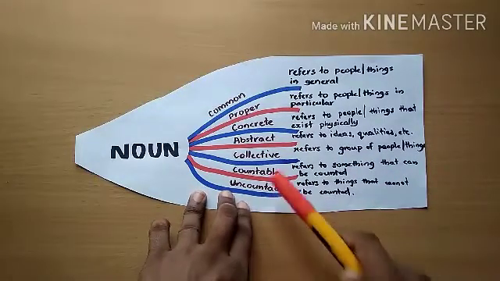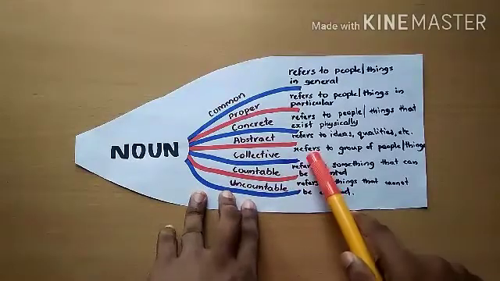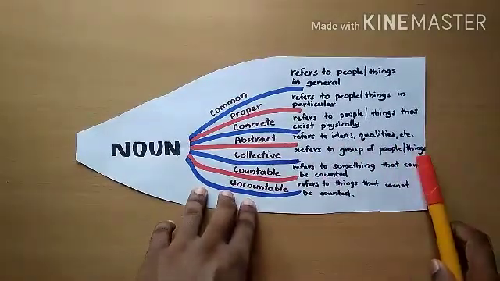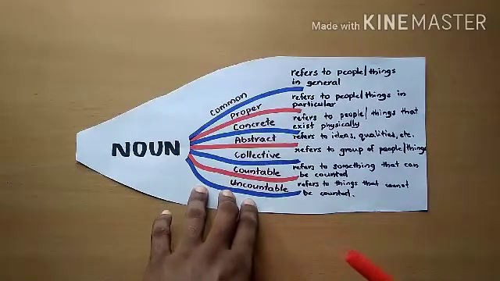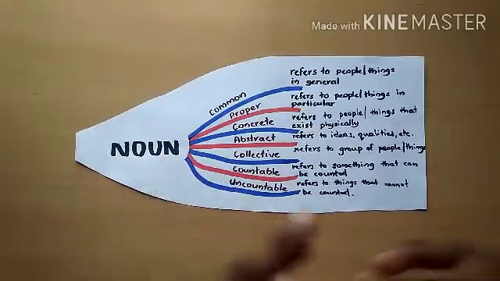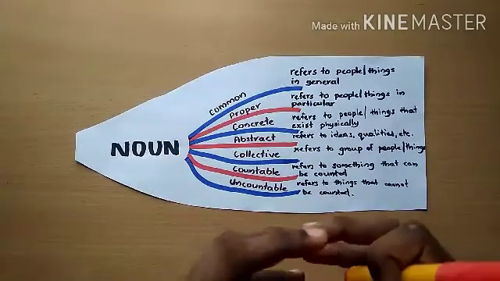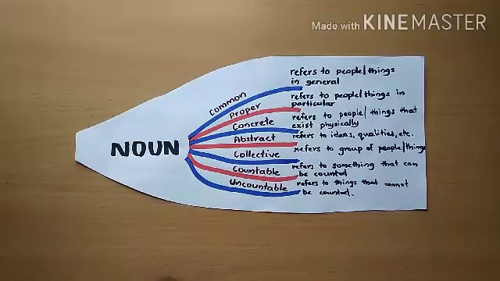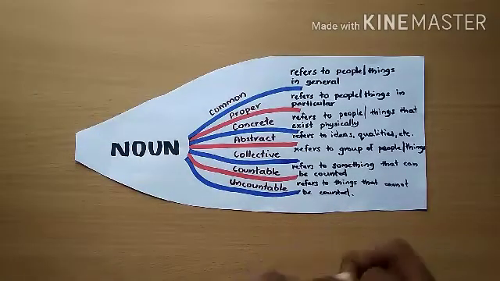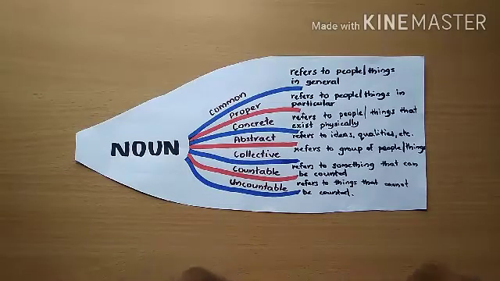Then we have something called collective noun. Collective noun refers to a group of people or things. Just like we say a cluster of stars, a crowd of people that stay together. When we say people that stay together, we call them a group of people, a crowd of people. Just like that, if there is a group of sheep, we call them a flock of sheep.